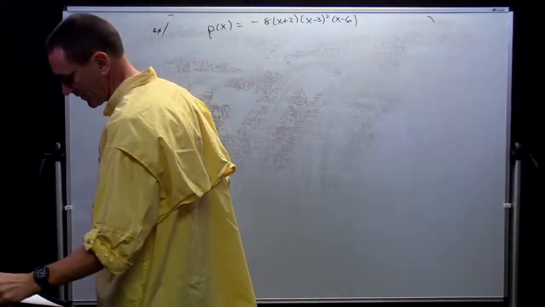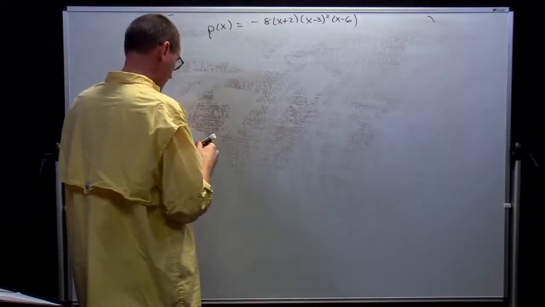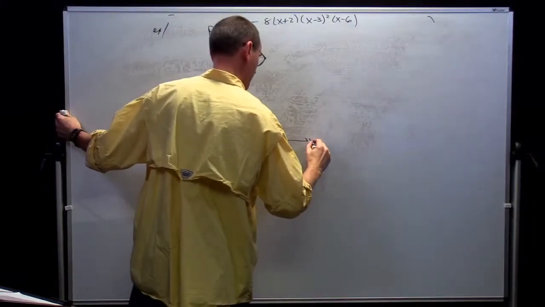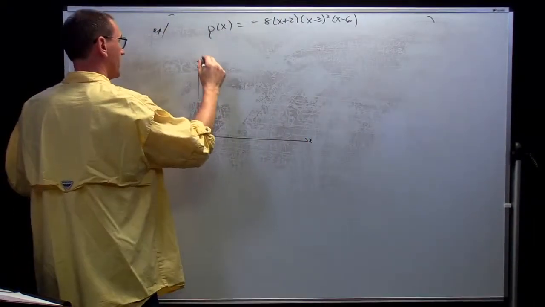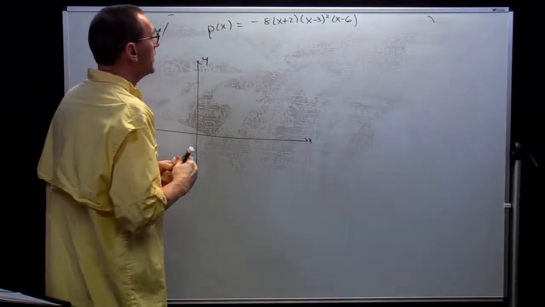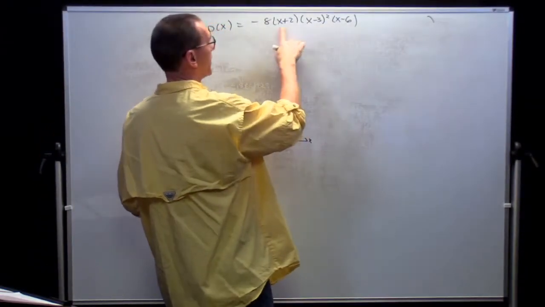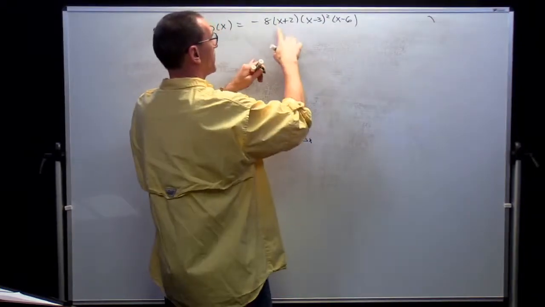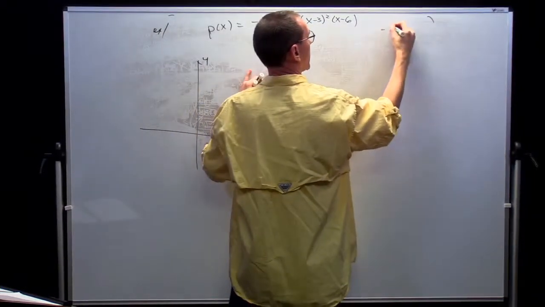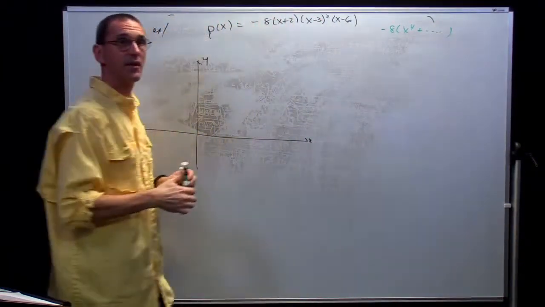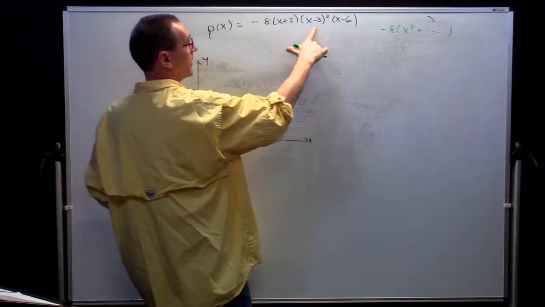Okay. Now, what's the general shape for this thing? The thing to note, if I FOIL this out, I'm going to get an x squared. If I FOIL those two out, I get an x squared. So this is going to be like a minus 8 times an x to the 4th. And I know that because there's nothing in front of any of these x's.